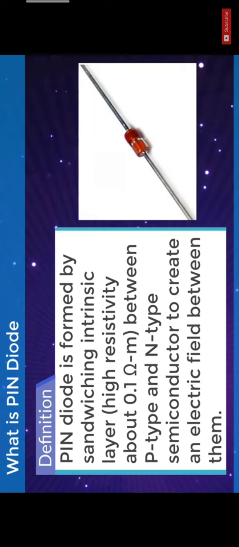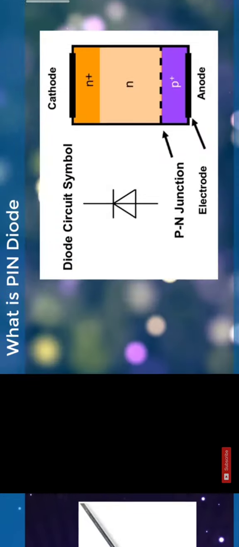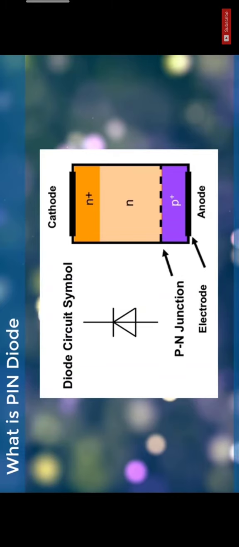A PIN diode is formed by sandwiching the intrinsic layer, with high resistivity of about 0.1 ohm meter, between the p-type and n-type semiconductor to create an electric field between them. Due to this large magnitude of electric field, the electron-hole pair generation will be augmented to a large extent, and in turn you can process even a weak electric signal. I will explain in detail what the PIN diode is in the coming few minutes.